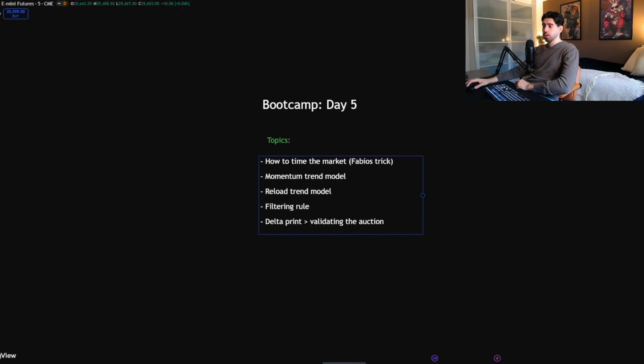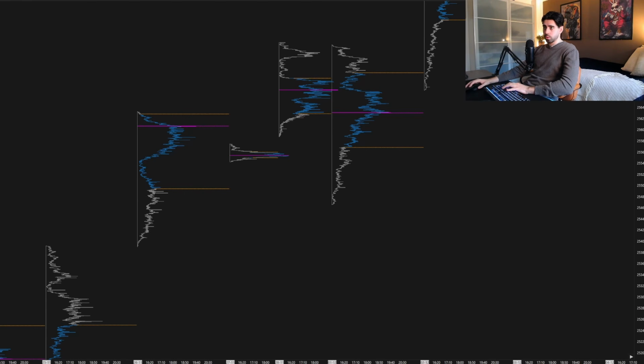Alright, let's start. How to time the market using Fabios' trick. Okay, and by now you should know this. So what do we need? We need a bias. So we know that we shifted higher. We're bullish. Then we want to mark out important levels. So for example, this zone, value area low.